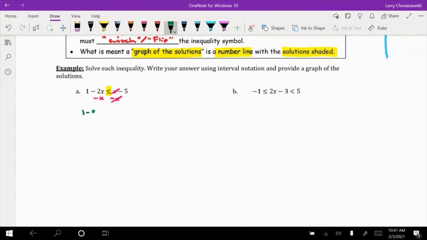On the left, we would get 1 minus 3x less than or equal to negative 5. From there, I would subtract 1 from each side to get negative 3x on the left is less than or equal to negative 6. I would then move on to divide each side by negative 3.